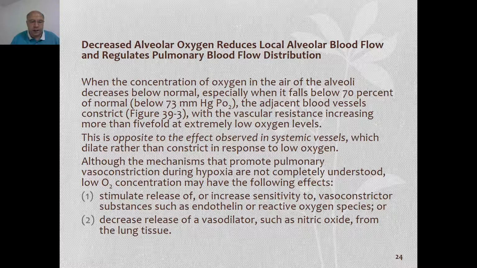So although the mechanisms that promote pulmonary vasoconstriction during hypoxia are not completely understood, low oxygen concentration may have the following effects. Low oxygen in the alveoli can stimulate the release of, or increase the sensitivity to, vasoconstrictor substances such as endothelin or reactive oxygen species, or low oxygen in alveoli can decrease the release of a vasodilator such as nitric oxide from the lung tissue.